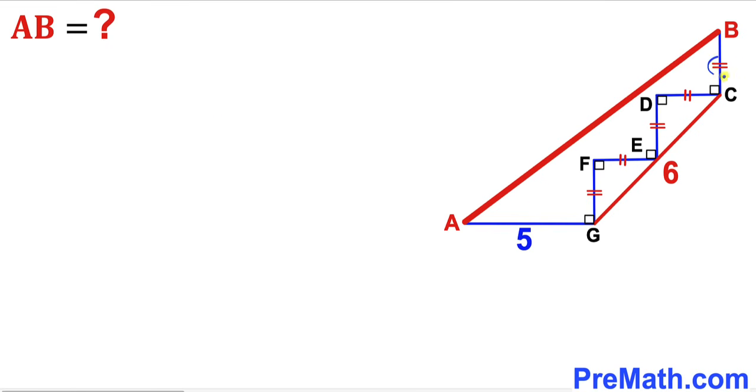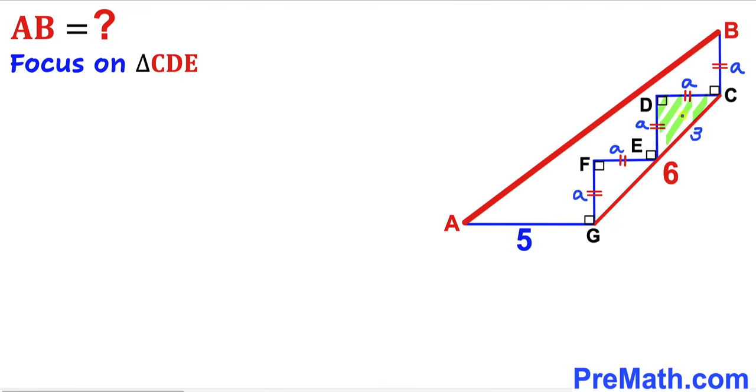We know that all these segments are equal in length. So therefore, I'm going to label each of them lowercase a across the board. And now let's make an observation. We know that this whole segment CG is 6 units. So therefore, this segment EC is going to be half of this 6. So this segment is going to become 3 units. And now we are going to focus on this tiny right triangle CDE.